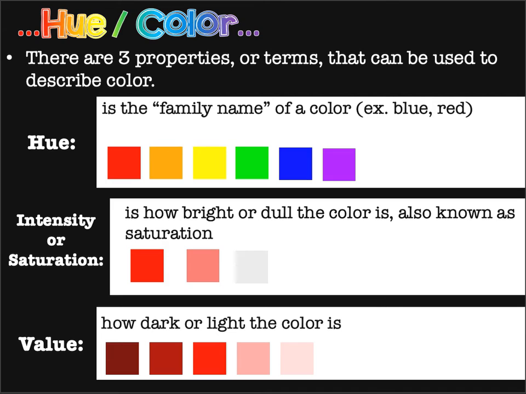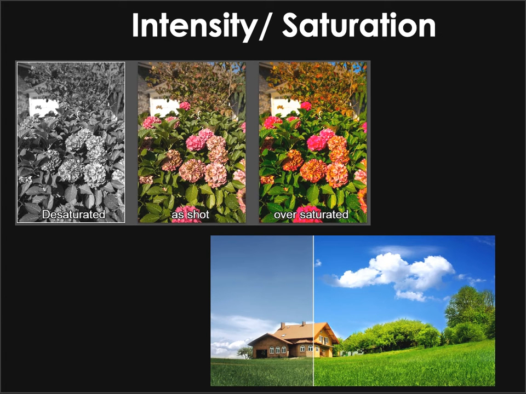Then you have value, and that's simply how light or dark. So adding darkness to something or lightening it. Now, it's hard to tell the difference, but I'm going to get into intensity, saturation, and value. So, first of all, let's talk about the intensity and saturation.